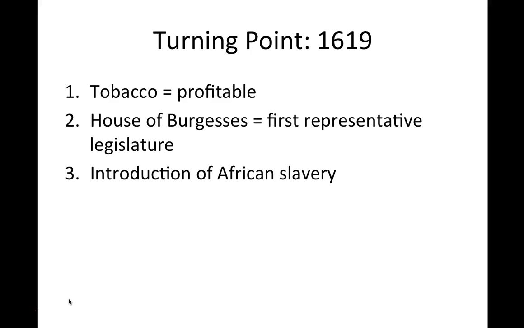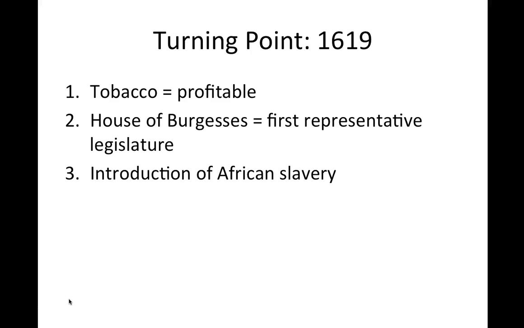And we take a look at 1619 as being one of those key years in all of American history, because it is the moment when Jamestown becomes sustainable. First and foremost, tobacco becomes a profitable crop. And while this was probably first established in 1616, we just sort of pin it with 1619 because that's convenient.